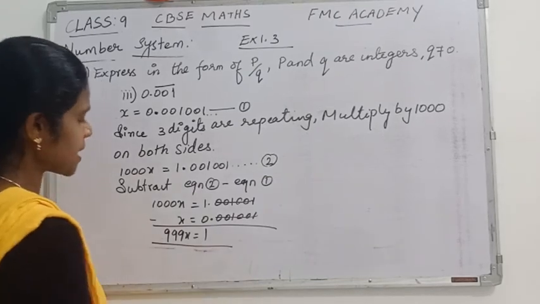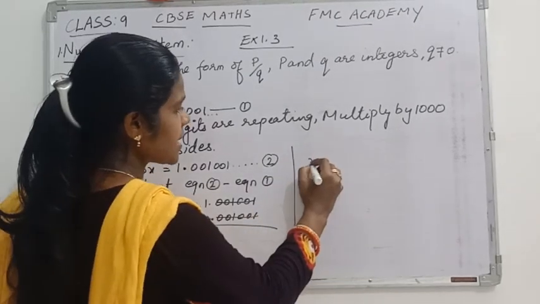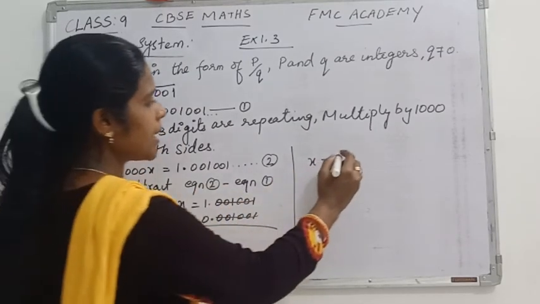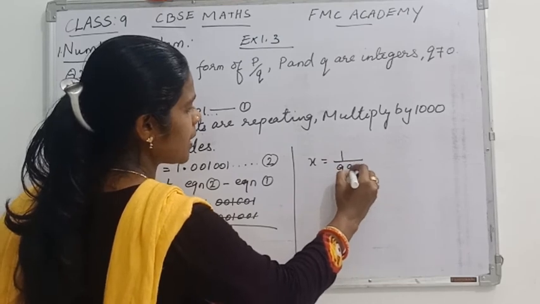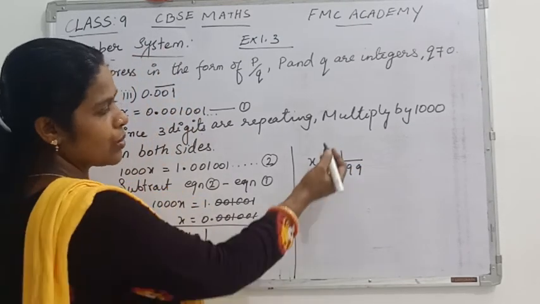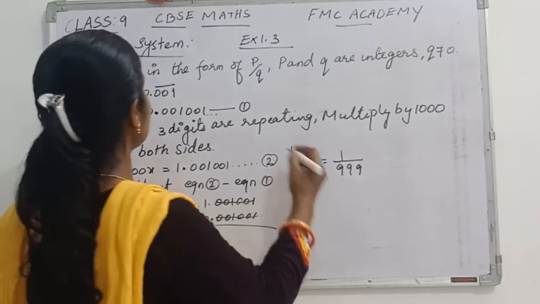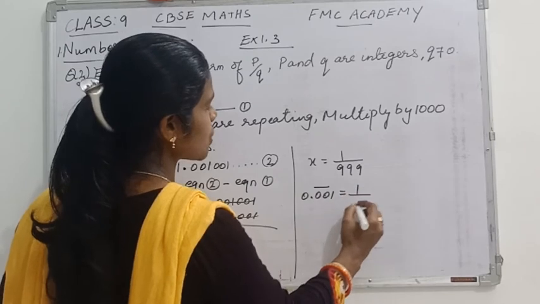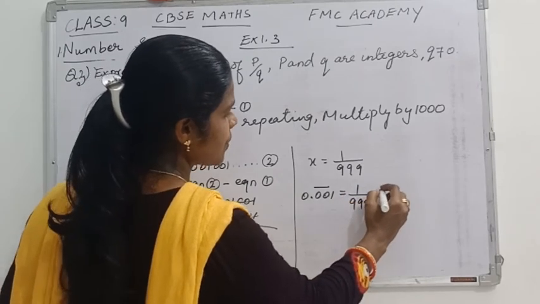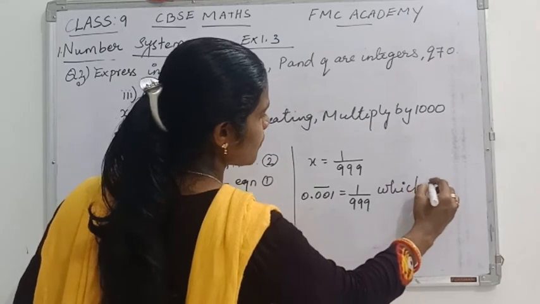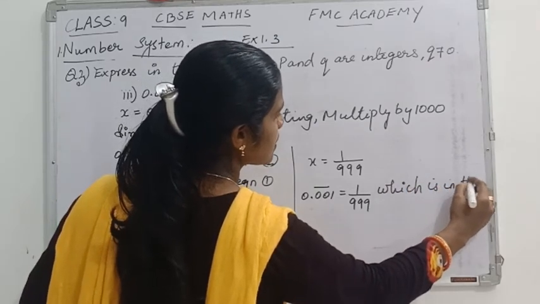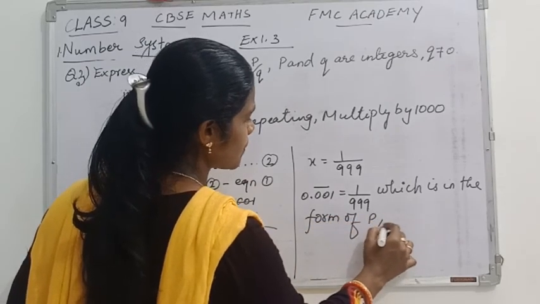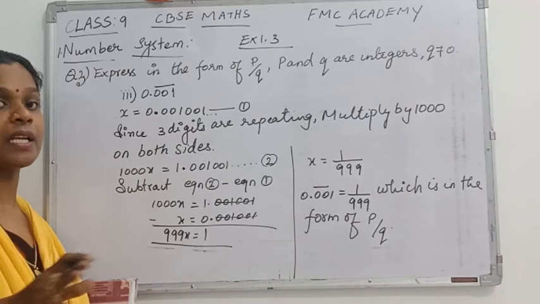So let's find the value of x now. x is equal to 1 by 999, since the 999 goes to the opposite side. It is already in the simplest form. So what will be the answer? 0.001001 repeating can be written as 1 by 999, which is in the form of P by Q. That's it. I hope everybody is very clear.